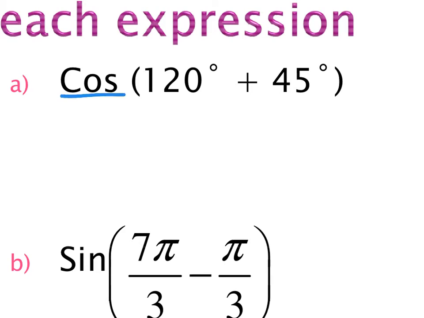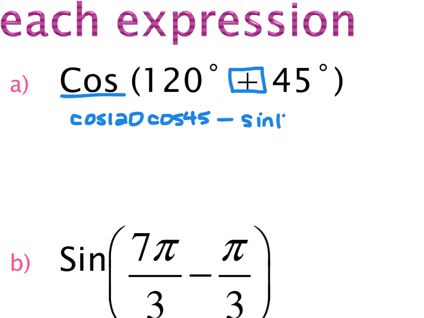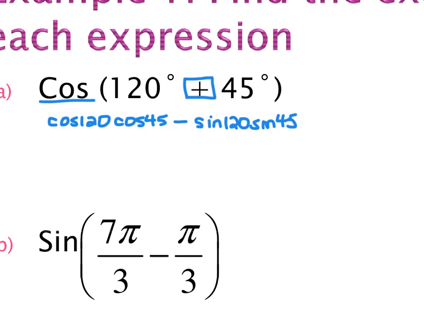So remember the pattern for cosine is cosine, cosine, sine, sine. So I do cosine of 120 times the cosine of 45. With the cosine, it's the opposite sign. So if it starts positive, then I put a minus between. And then it's sine, sine. Sine of the first one, sine of the second one. So now here's where we bring in our unit circle.